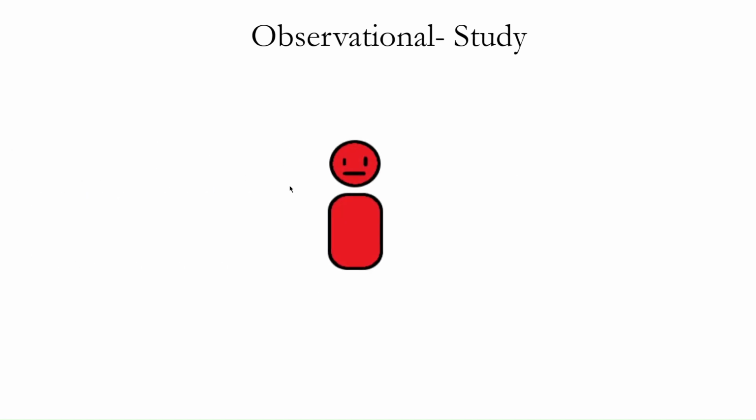So let's try to look at this more visually. In an observational study, this is the subject. He is in his natural state. And we, as the researchers, take note of how he is, how he behaves, what his opinions are, etc., in his natural state. But that, of course, depends on the goal of the observational study. What's important for you to know is that the subject is how he always is.